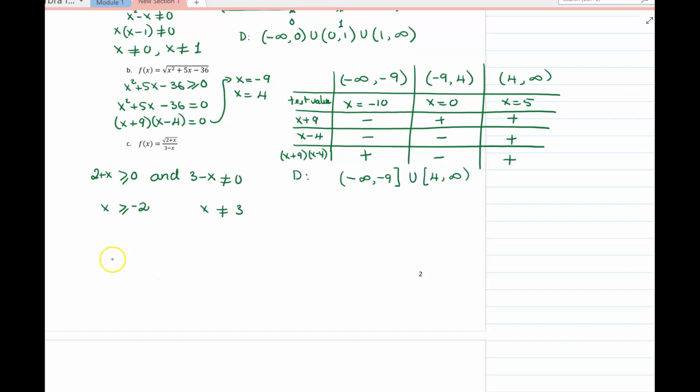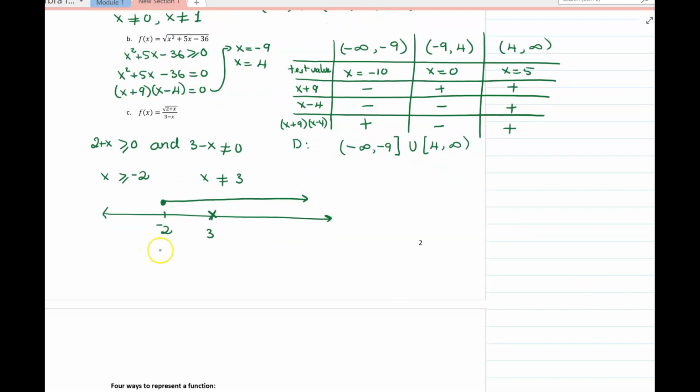So let's take a look at the number line itself. Here's negative 2, here's 3. If x has to be greater than or equal to negative 2, and x cannot be 3, so we exclude this point. So how do we express this as the domain? Well, the domain here is including negative 2 to 3, and we want to exclude 3, so we don't include the point. So here we got our domain.